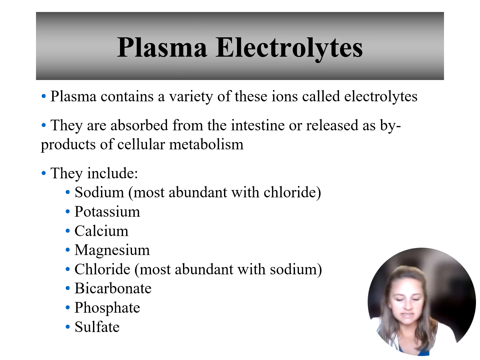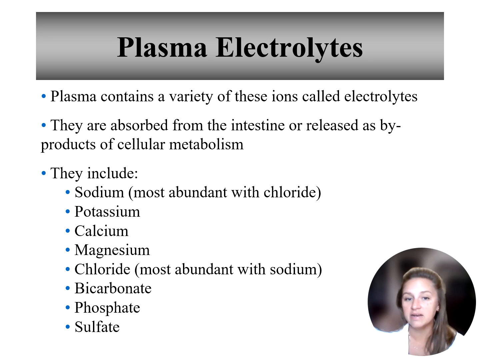Plasma electrolytes, these contain ions. So electrolytes are really just ions. So some of the common ones are sodium. Sodium and chloride are the most abundant. Potassium, calcium, magnesium. Bicarbonate is going to be really important later. This is HCO3-. Bicarbonate is important because it is necessary to help us get rid of the carbon dioxide. So we'll talk about that more later. Phosphate and sulfate. So we're going to see all of these electrolytes later, these ions.